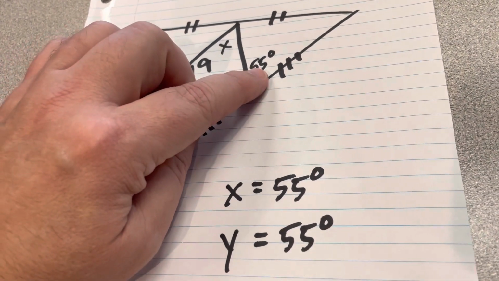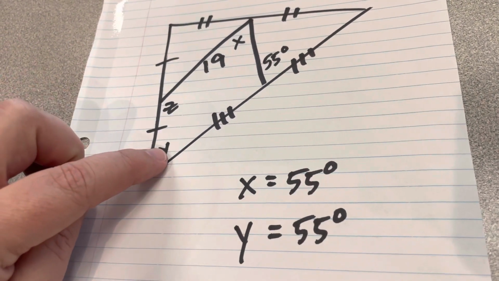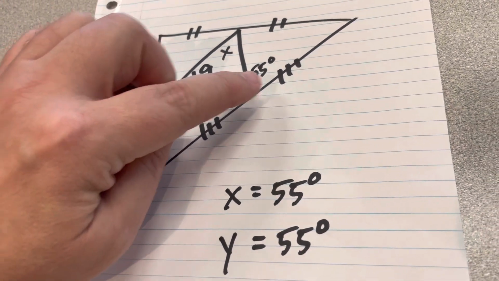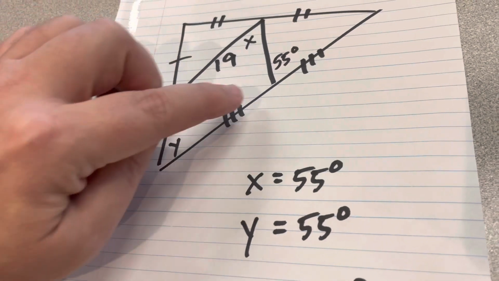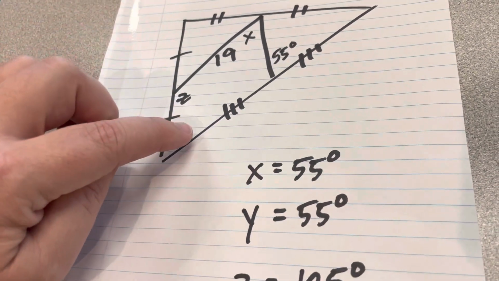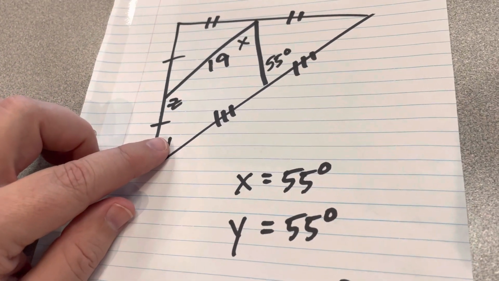Notice also that Y is 55. Now these are corresponding angles. So think about parallel lines, transversal going here. These are corresponding angles, so they're both 55.